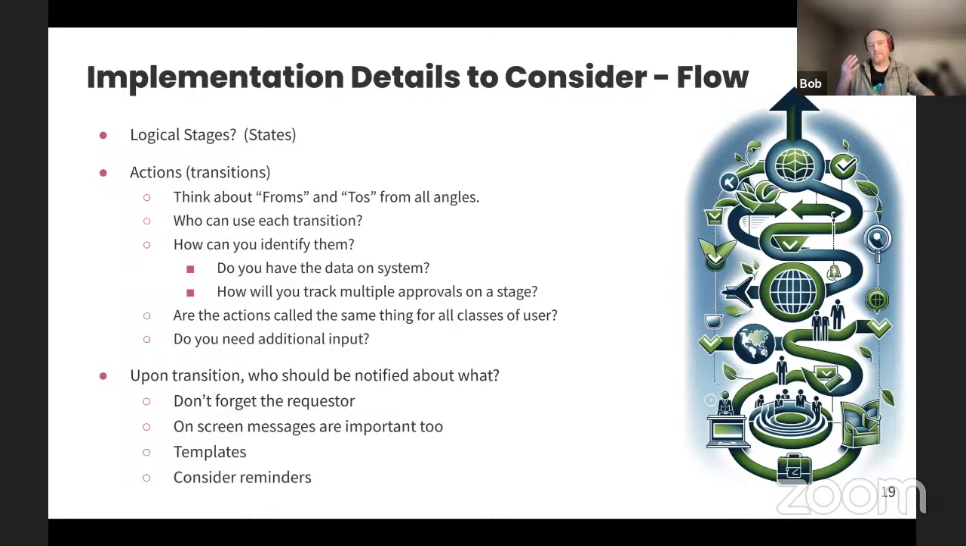And you're going to want to be thinking about these transitions as actions from the user's point of view. This is the time to think about what those actions will be called. If I'm the user taking this action, what is it going to make sense for that button to say that allows me to take that action? And this is the time to think about whether that button is going to be the same for every class of user that's able to use this transition.